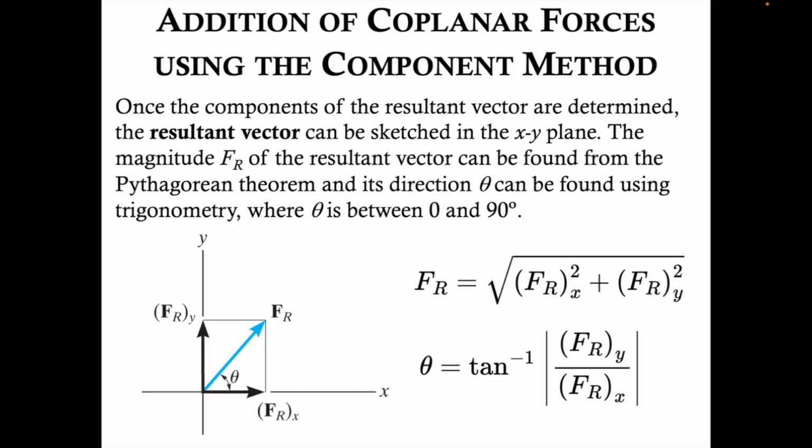So once the components of the resultant vector are determined in the way that we just described, the resultant vector can be sketched in the xy plane. Let's say this is our resultant vector. The magnitude of this vector, which we refer to as italicized, not bold, F sub r, can be found from the Pythagorean theorem, and its direction theta can be found using trigonometry, where theta is between 0 and 90 degrees.